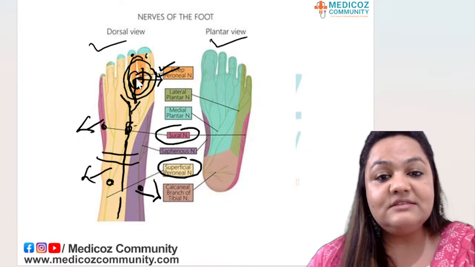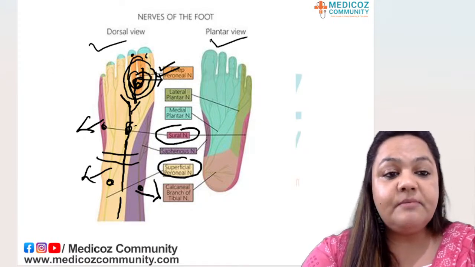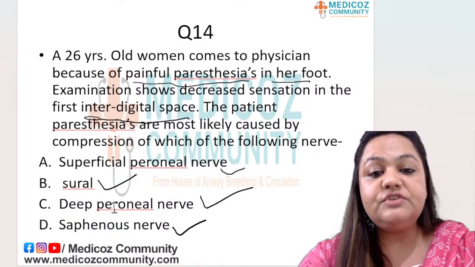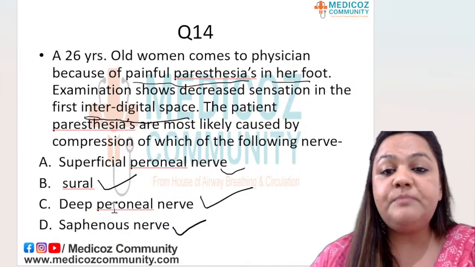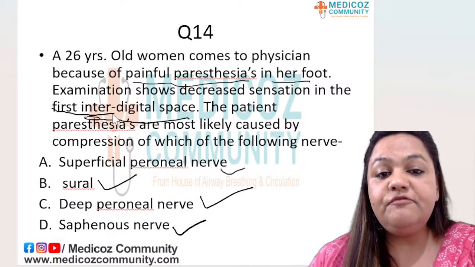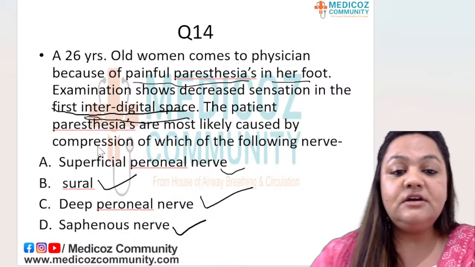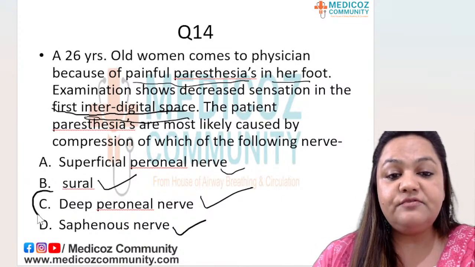Now we have the answer here. Which nerve is compressed here? We have the deep peroneal nerve in this condition, which is compressed here and causing this painful paresthesia in the first interdigital space. Clear? So this is the answer. Option C is the answer for this question.